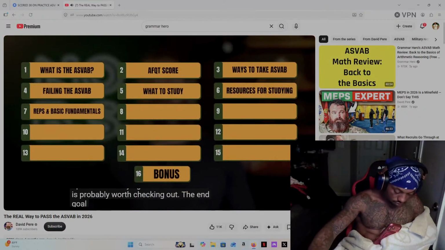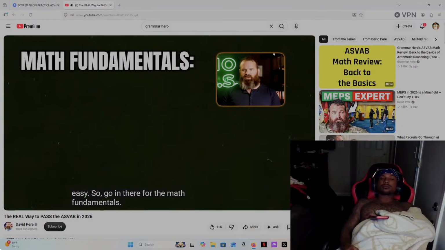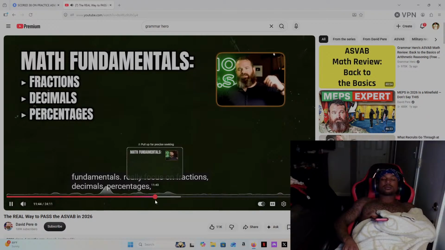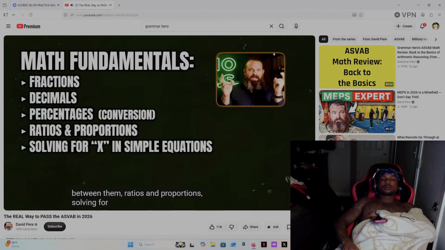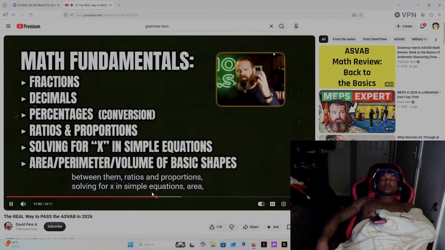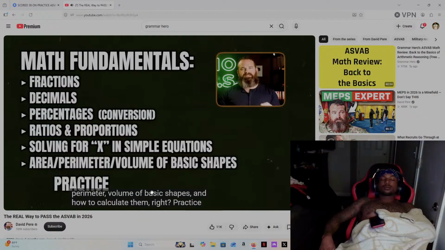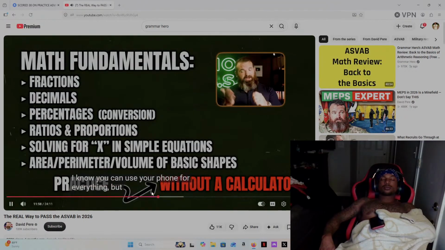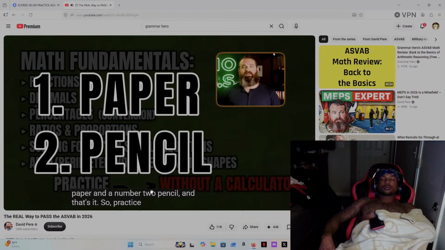The end goal here is build reps. Build basic fundamentals so that the test feels easy. So for the math fundamentals, really focus on fractions, decimals, percentages, how to convert between them, ratios and proportions, solving for x in simple equations, area, perimeter, volume of basic shapes and how to calculate them, right? Practice that stuff without a calculator, because yes, I know you can use your phone for everything, but you're going to get paper and a number 2 pencil, and that's it. So practice it without a calculator.